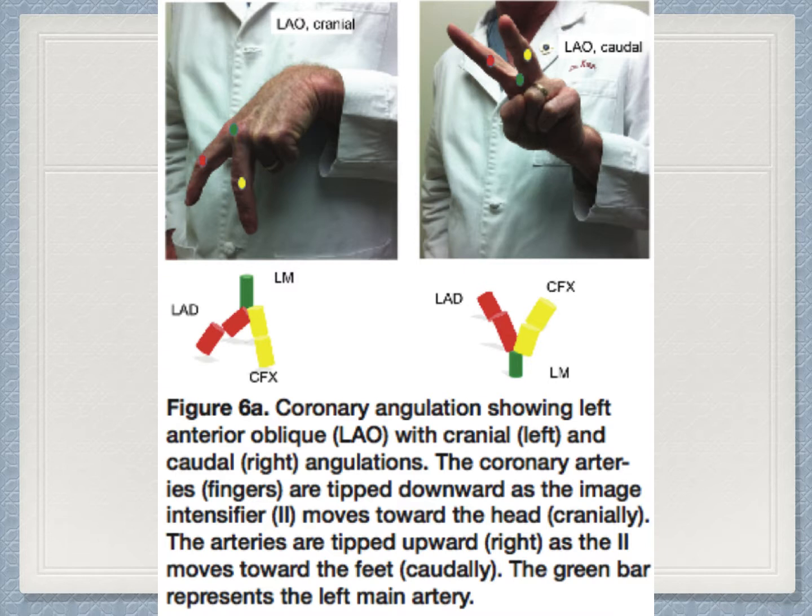In the LAO, in the cranial position, it's like doing a peace sign, but in a patient that is kind of old, without any strength. That's why the hand is going down. And the LAO in the caudal position, it's a strong peace sign. So peace sign for LAO for the left coronary. Cranial is someone without strength, right? And caudal is with strength, okay?